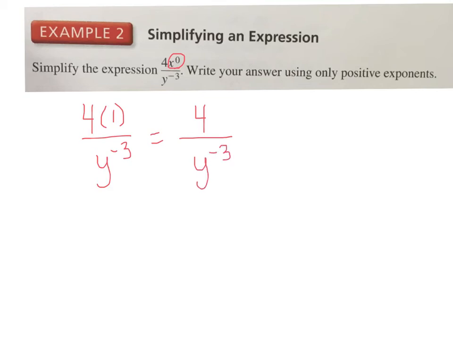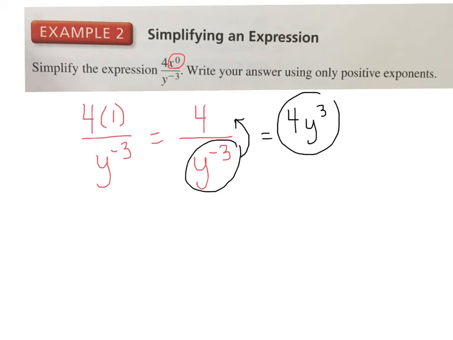And now the question is, how do I get this negative 3 right here to be a positive 3? Well, it's simple. If I take everything that's in the bottom and move it to the top, it'll make that negative 3 a positive 3. And so this is the same thing as 4. And I'm going to move the y to the negative 3 on top, so it'll be y to the positive 3. And on bottom, I just have a 1, so I'm not going to write it. And so there's my answer right there.